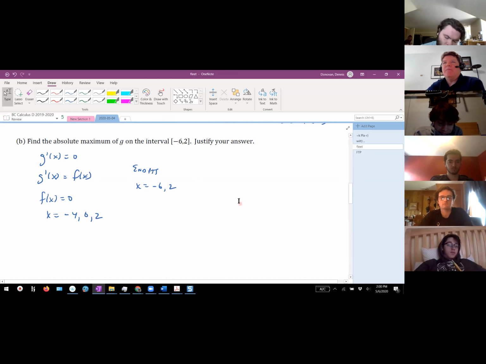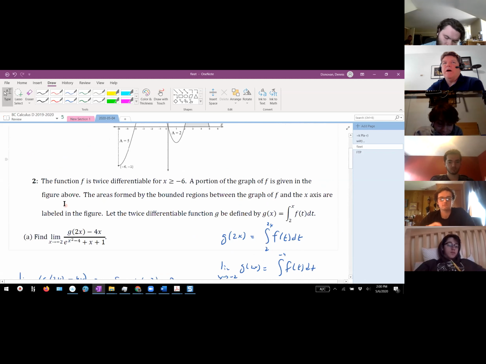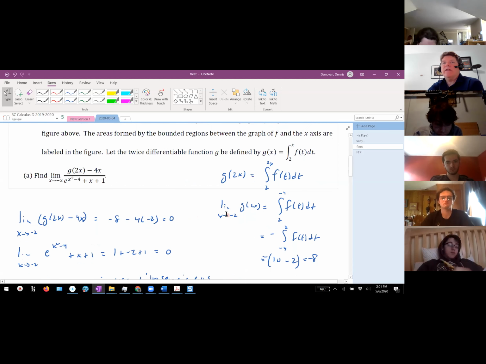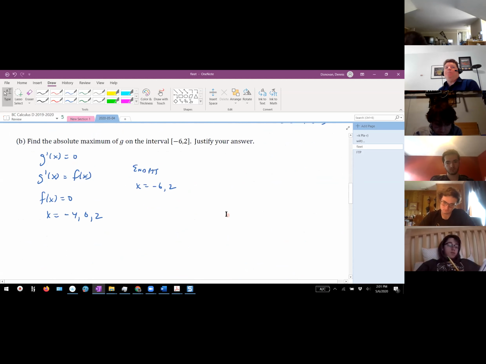And just to put a bow on it, I would basically state that g is differentiable, therefore it is continuous on the interval -6 to 2, so the extreme value theorem applies. That's what I would say there. But I've never seen them require it, so I wouldn't worry about that on this type of question.